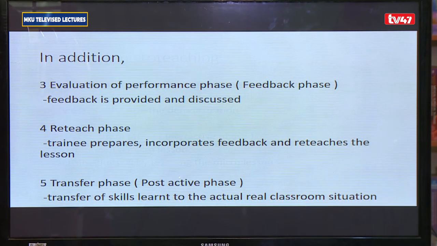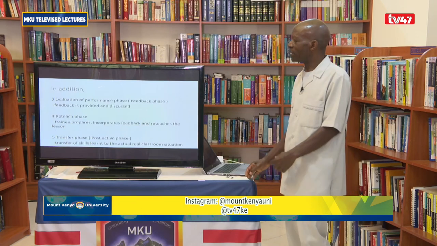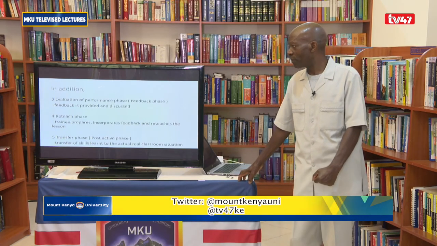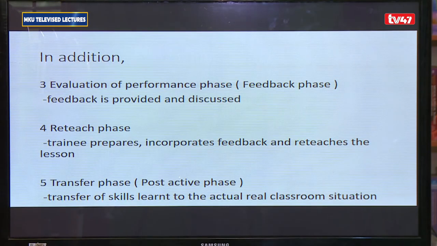Then we come to the third phase, the evaluation of performance phase, and this is where they obtain feedback. The feedback, remember we said, is provided by the peers and by the class teacher who is overseeing the session or the practice. So once the feedback is provided, what happens to the feedback? The student who practiced that micro lesson is supposed to incorporate those comments in his second attempt. So in this second attempt, he will prepare the lesson and then reteach the lesson. As he teaches the lesson, those who are being taught, the fellow students, observe whether the teacher now is improving on the areas of weakness that they pointed out as he goes on with the second lesson of reteaching.